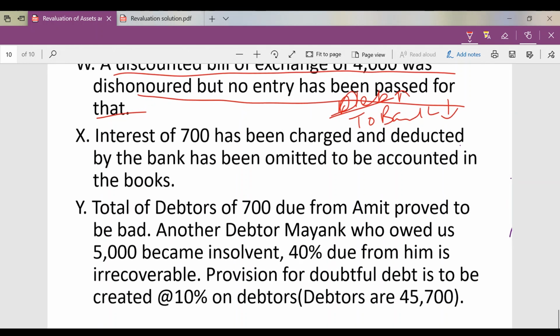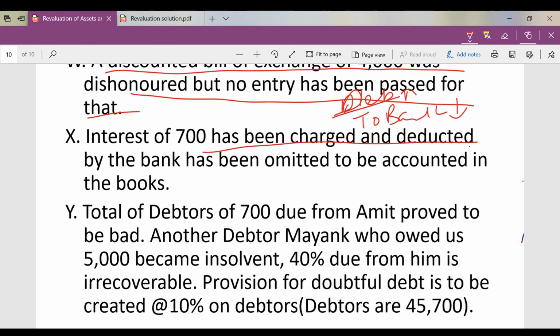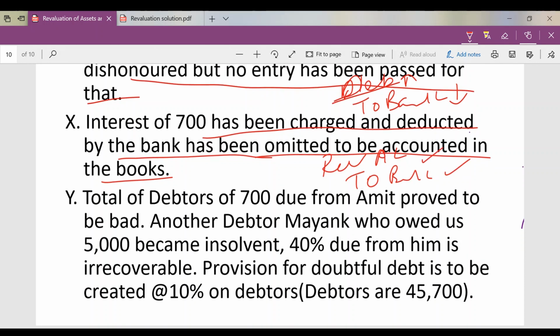Next, he is saying interest of 700 has been charged and deducted by the bank. It has been omitted to be accounted in the books of the firm, right? So now when such a thing has happened, when it has been omitted to be accounted in the books, this is again rectification. So we have to see over here, when interest has been charged, bank must have been credited. So I'll write bank, and it's an expense, so I'll debit revaluation account for the expense. So the entry will be revaluation account debit to bank.